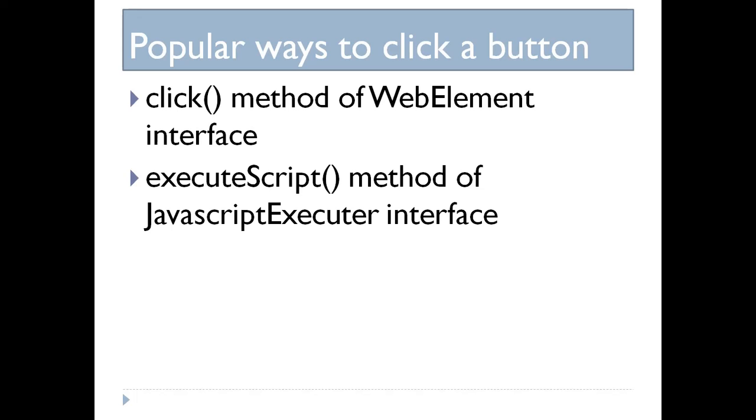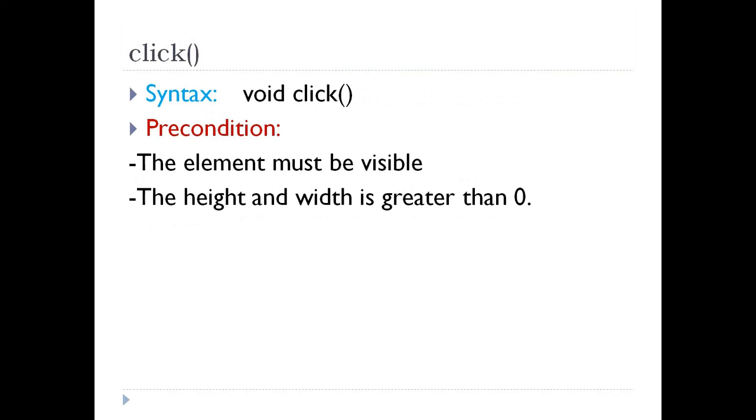The first one is the click method of web element interface, and second one is the executeScript method of JavaScript executor interface. So the click method of web element interface looks like this: the return type of this particular method is void, and while calling it we don't require to pass any arguments.